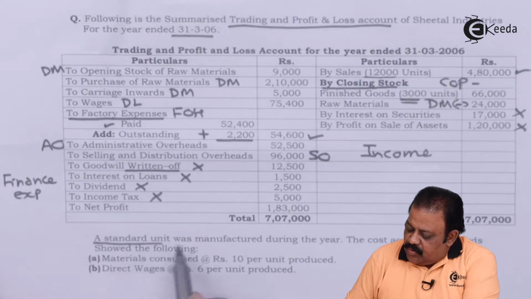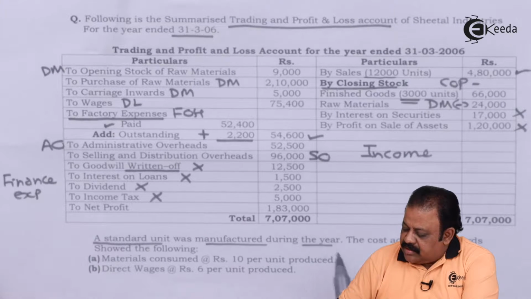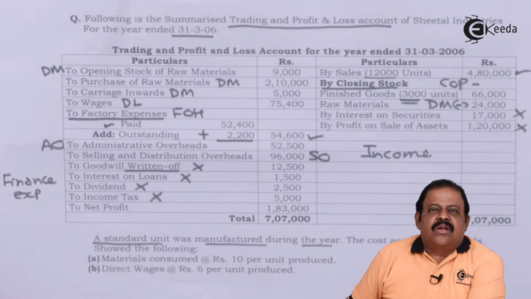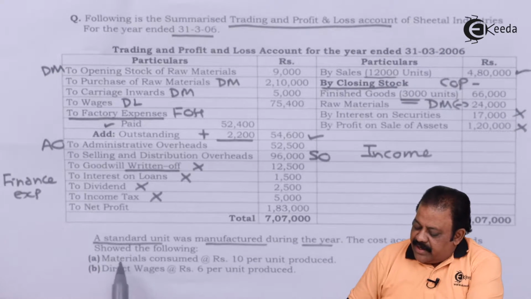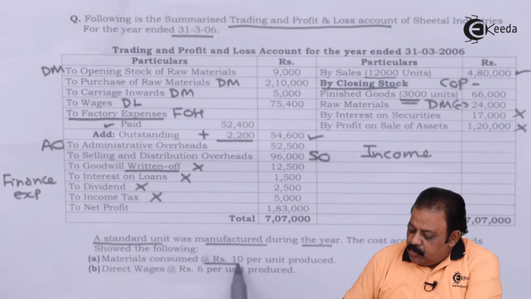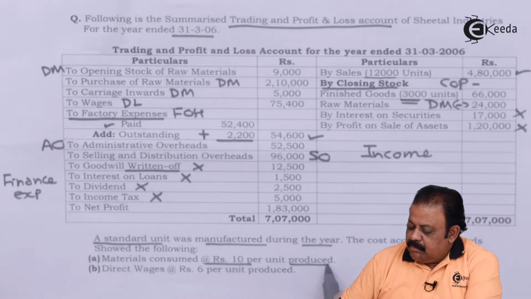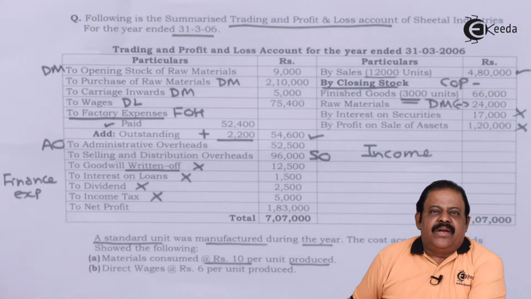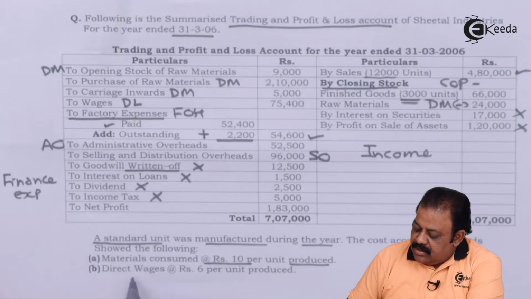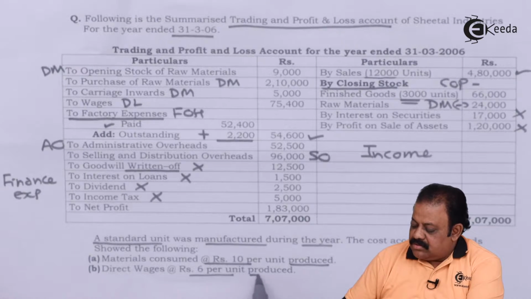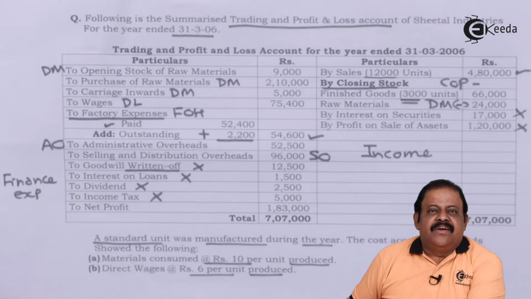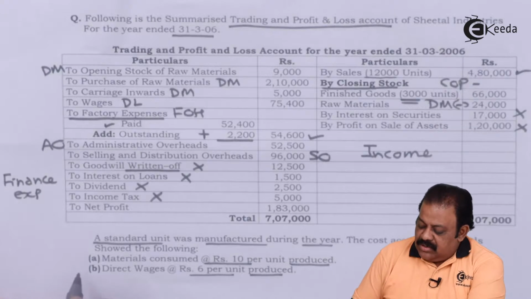A standard unit was manufactured during the year. Now this information is for preparation of cost sheet. The cost accounting record shows the following. Material consumed ₹10 per unit produced. So we are required to calculate number of units produced. Direct wages at the rate of ₹6 per unit produced. So we are required to again calculate here number of units produced.